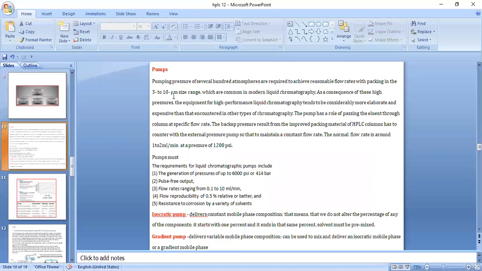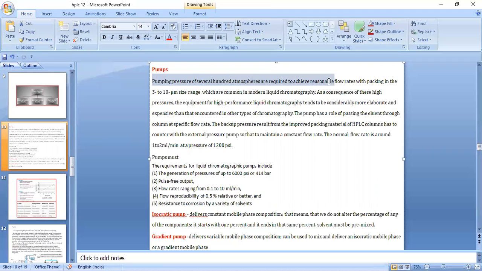So what is the role of the pump? Pumping pressures of several hundred atmospheres are required to achieve a reasonable flow rate with packing in a 3 to 10 micrometer particle size range. This is what I was saying: the first job is that it should be able to provide a reasonable flow rate, because when the packing material is densely packed, if you pour solvent on top, it is very unlikely that the solvent can move through the column unless you provide a pressure. You provide a pressure by using a pressure pump.